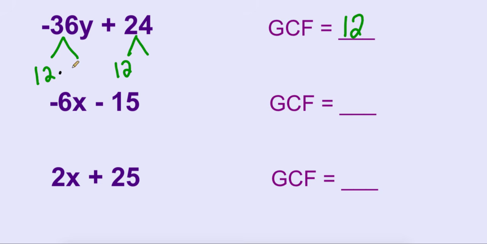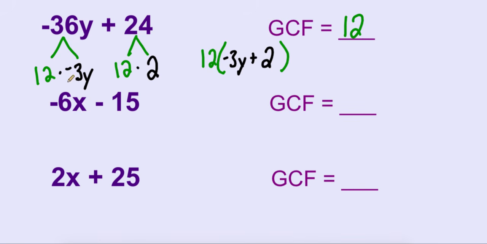12 times what would give us negative 36y? So we're going to go ahead and answer negative 3y. Don't forget that variable. 12 times what is going to give us 24? So we're going to go ahead and answer 2. So the 12 is going to go outside the parentheses. The negative 3 has to come along for the first term. So negative 3y plus is the operation that's carried into the parentheses, and then the other term is 2.